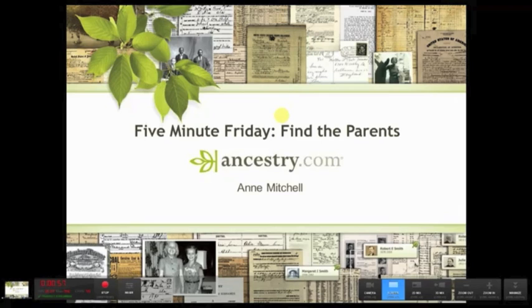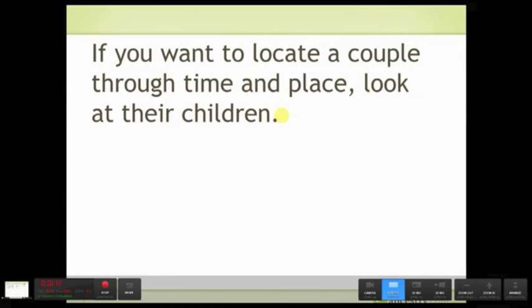So what are we going to look at? We're going to look at what our children, or the children of your ancestors, can tell you about their parents. Putting people in time and location is key, and that is what children will do. If you want to locate a couple through time and place, and we all know this is critical to finding records, you need to look at their children. Let me show you what I mean.